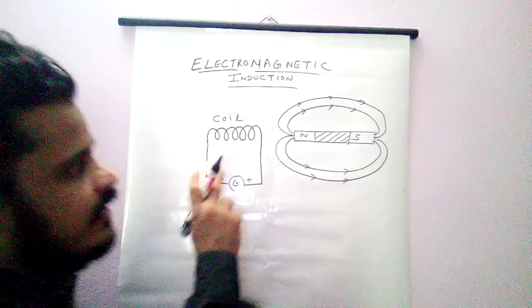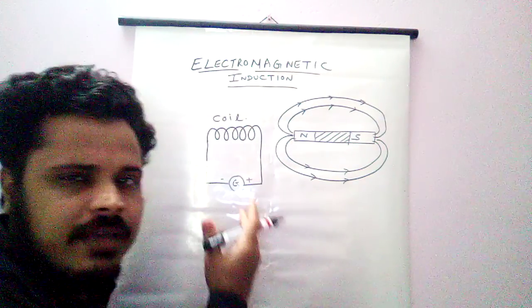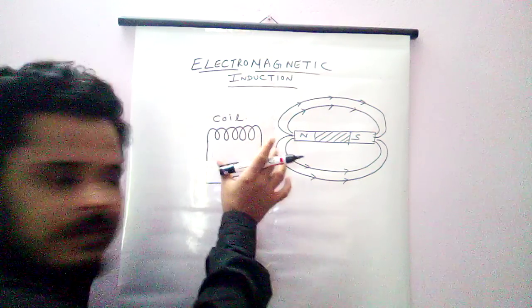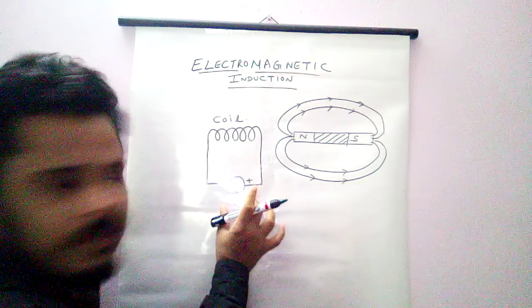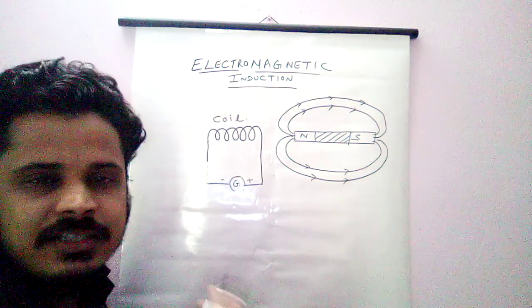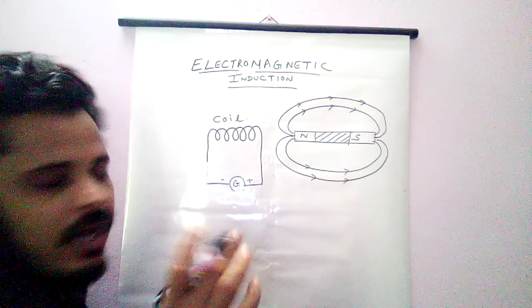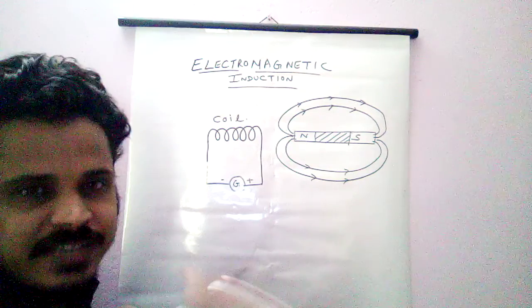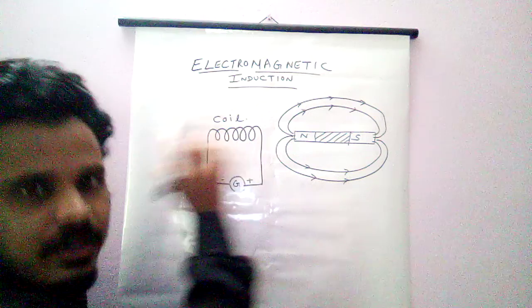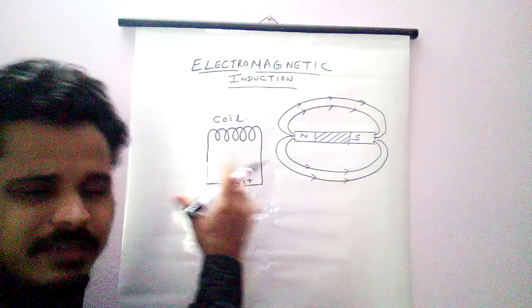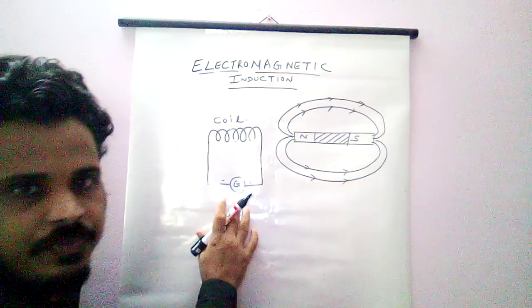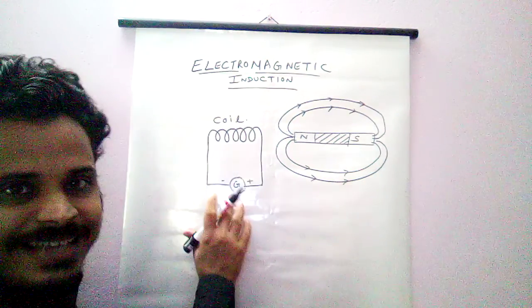Here we can see a coil. This coil can be anything, it is like an inductor coil. This inductor coil is connected to a galvanometer. So what is a galvanometer? The purpose of a galvanometer is to sense the current. So here we can see a coil, which is an inductor coil, and it is connected to a galvanometer, which is used to sense the current.